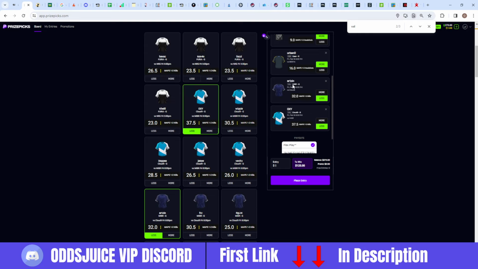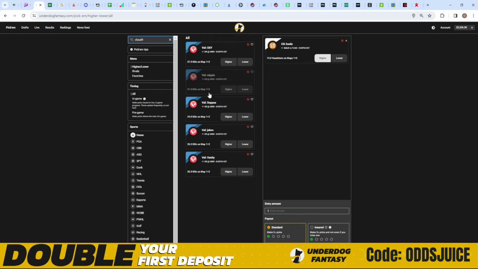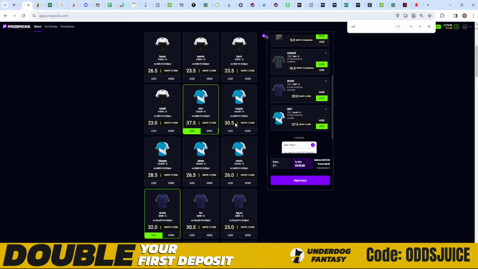Now, since I'm going under on MIBR, I want to be taking the under on their opponent, Cloud9. And I did check some of these players here. So like Whippy, for example, he's at 30.5 on Price Picks. On Underdog, he's actually at 31.5. He's a kill lower on Price Picks, which means we definitely don't want to take him on the under here, because we could go on Underdog and take him at the under 31.5.